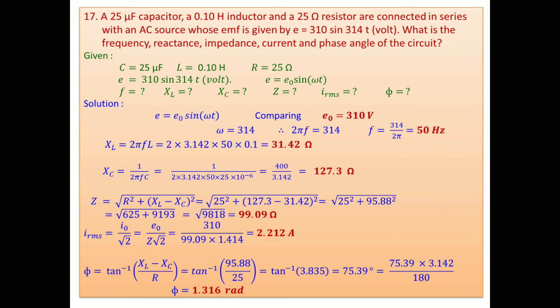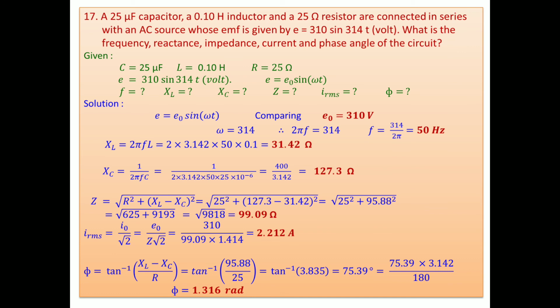A 25 microfarad capacitor, a 0.10 Henry inductor and a 25 ohm resistor are connected in series. All three, capacitor, inductor and resistor, are connected in series with an AC source whose EMF is given by 310 sin 314 t volt. What is the frequency, reactance, impedance, current and phase angle of the circuit? If you perform this problem, then almost all such problems you can do.